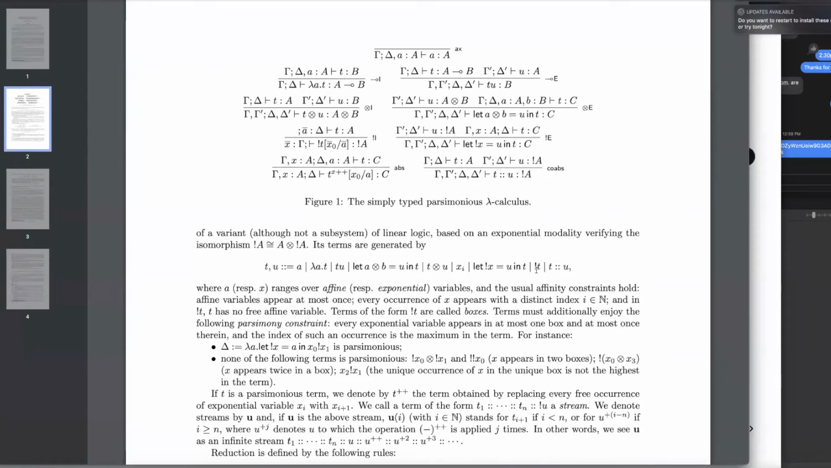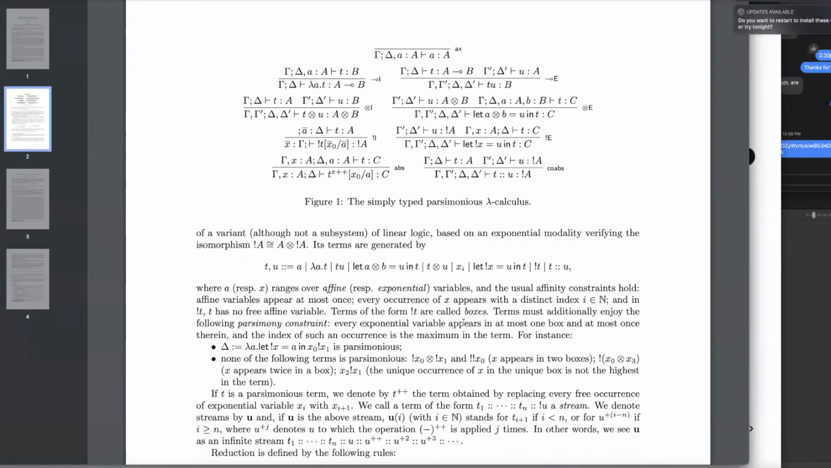Okay, now there's an extra condition on the exponential parts. All right, so every term that is bounded by a bang, right? So we've got some term t, and we form a new term by putting a bang on it. That's called a box. So these are boxes. And there's a parsimony constraint, right? So the parsimony is that every exponential variable, xi, appears in at most one box, okay?